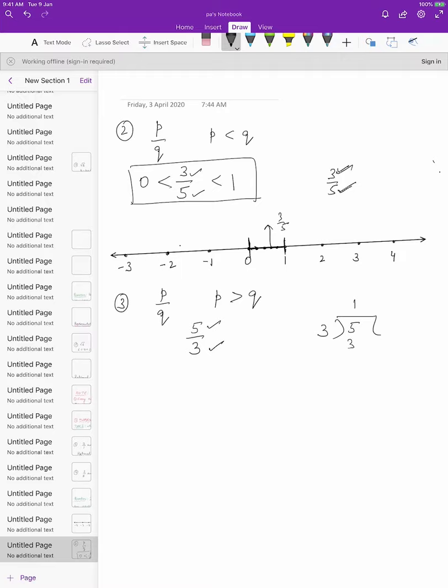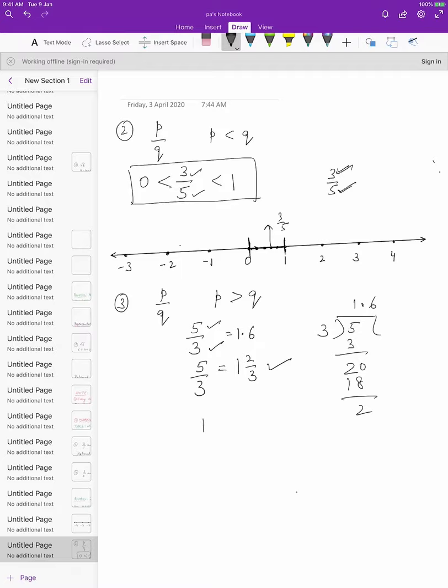So 3 ones are 3 and 2 remainder, and then we get 3 sixes are 18. So approximately we get 1.6, or if I want to write it in the mixed fraction I can write it as 1 2 by 3. This is a better way of representing. So first you write the number in a mixed fraction form, 1 2 by 3.